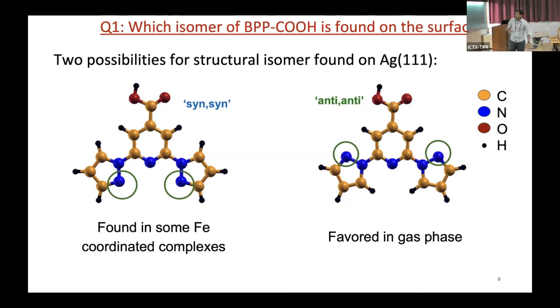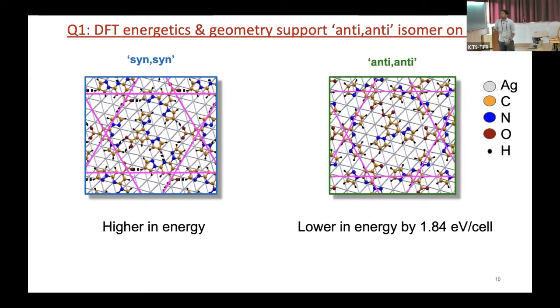So in our case, what happens? We performed the self-assembly of both the isomers on top of the silver substrate, and we found that the syn-syn isomer self-assembly is higher in energy, whereas the anti-anti isomer forming the self-assembly is lower in energy by 1.84 eV per unit cell.